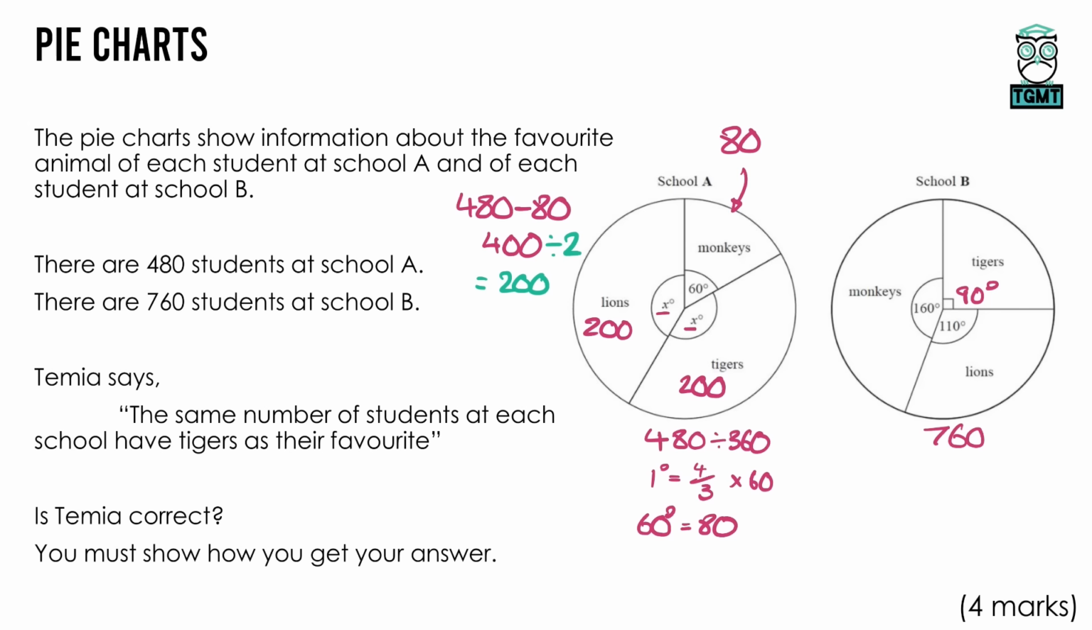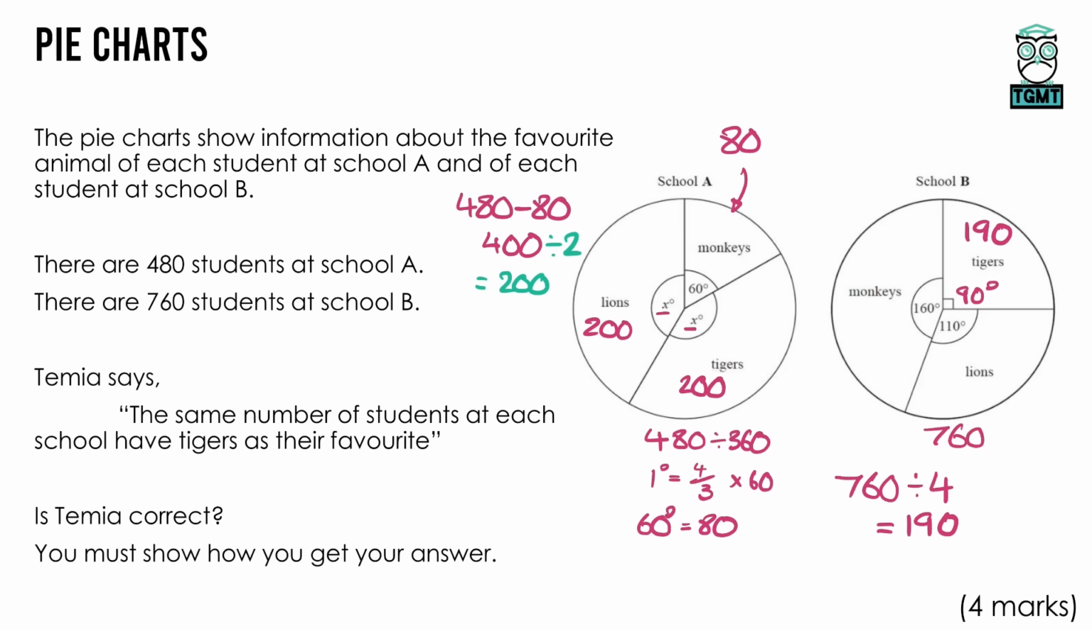You could do 760 divided by 360 to find out what that represents. But as it's 90 degrees, we should always look for ways of saving time. So we can actually just do 760 divided by 4, which is 1/4. And if we type that in on our calculator, we get 190. So that's 190 in this particular pie chart. We don't need to find the other two because we are only comparing the tigers.